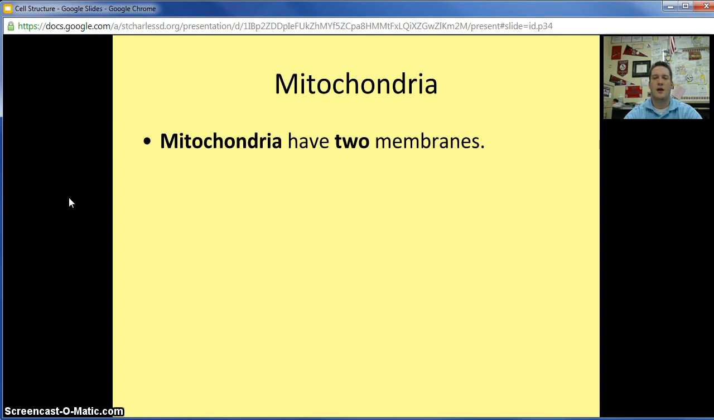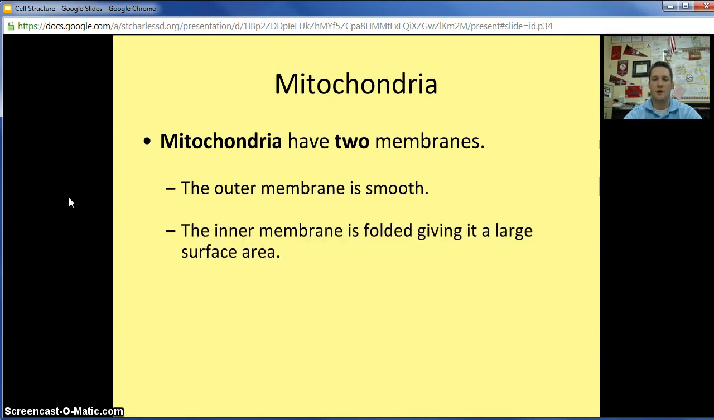Okay, mitochondria have two membranes, so they kind of have a double wall that surrounds them. The first one is smooth, and it really just encapsulates the entire thing. I have a picture on the next slide I'll show you. The inner membrane is folded up to increase its surface area because that's where it actually makes this energy that it needs.